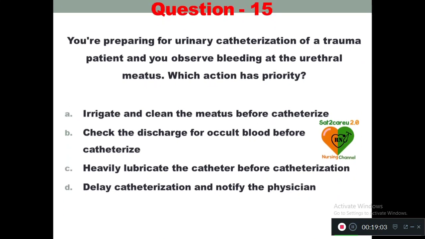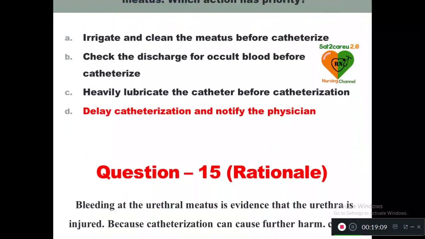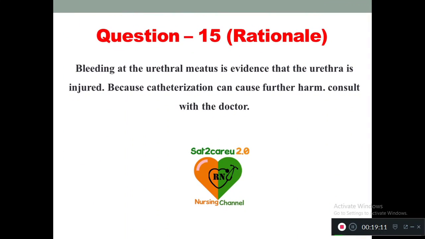The right answer is option D, delay catheterization and notify the physician. The rationale is bleeding at the urethral meatus is evidence that the urethra is injured, because catheterization can cause further harm. Then consult with the physician.